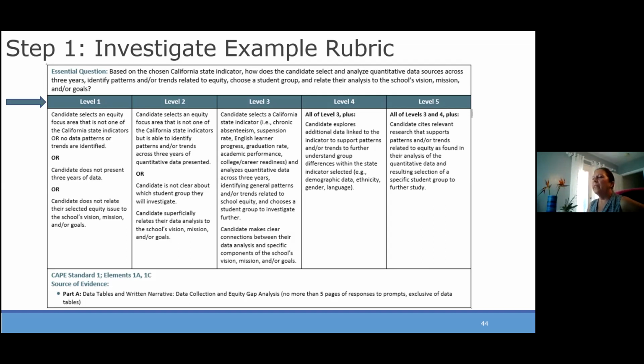That's very important to understand, and these rubrics really should be woven into your courses, reviewed, discussed, and used by candidates way before they ever submit anything to the state for scoring.